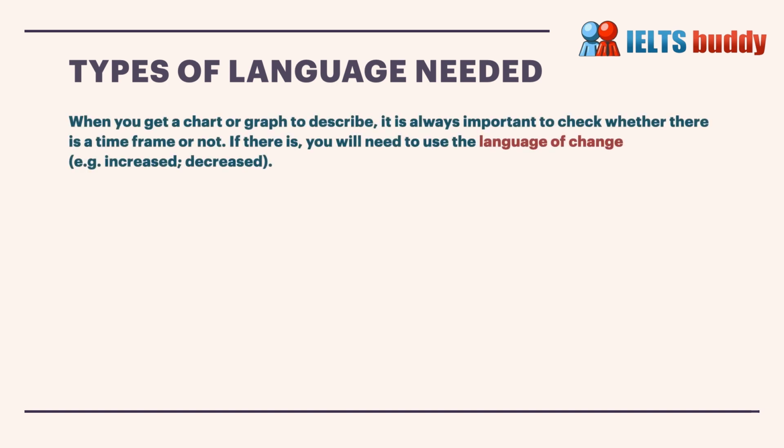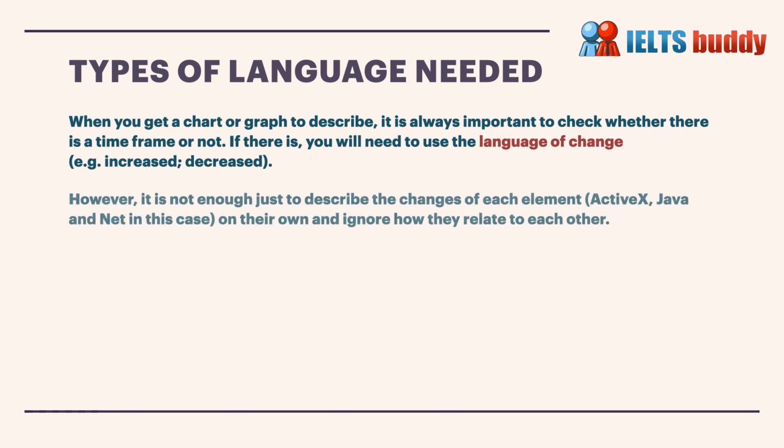When you get a chart or graph to describe, it is always important to check whether there is a time frame or not. If there is, you will need to use the language of change, for example increased, decreased. However, it's not enough just to describe the changes of each element, in this case ActiveX, Java and Net, on their own and ignore how they relate to each other.